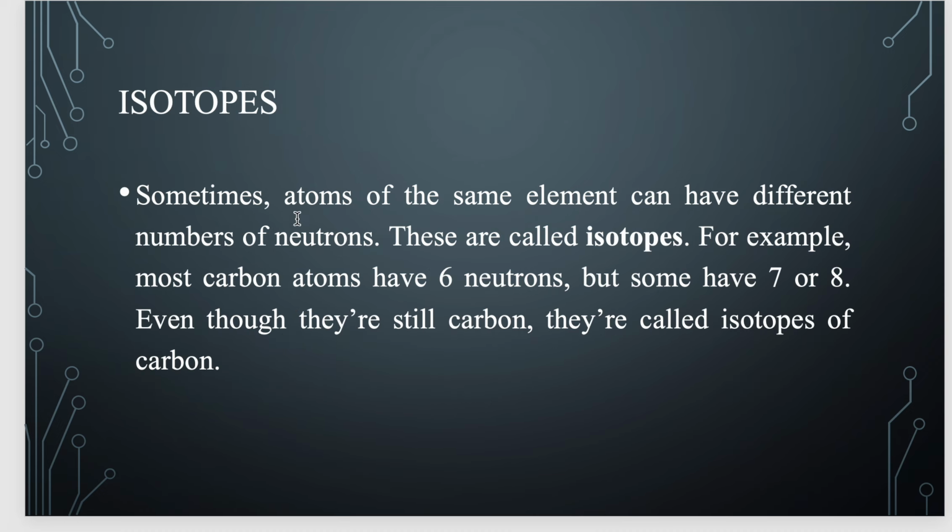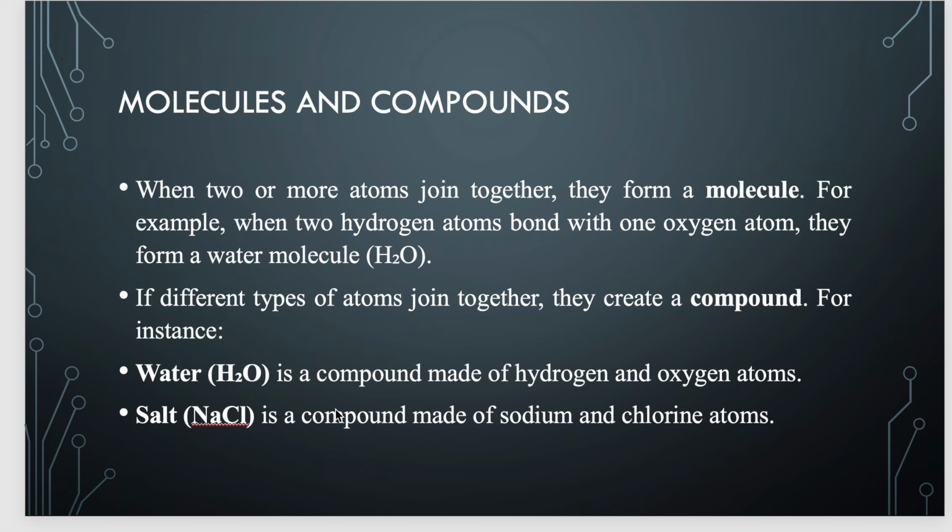Isotopes. Sometimes atoms of the same element can have different numbers of neutrons. These are called isotopes. For example, most carbon atoms have 6 neutrons, but some have 7 or 8. Even though they're still carbon, they're called isotopes of carbon.